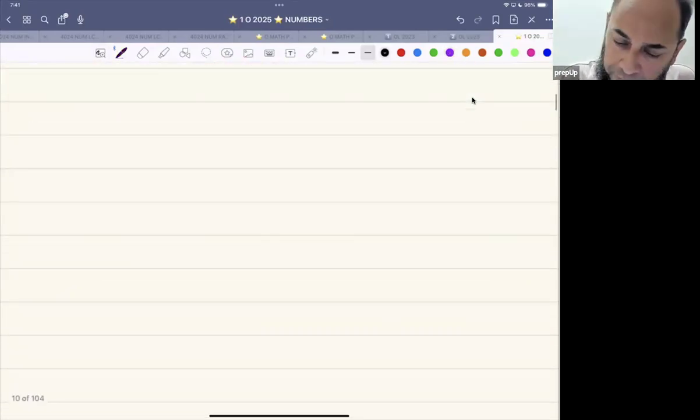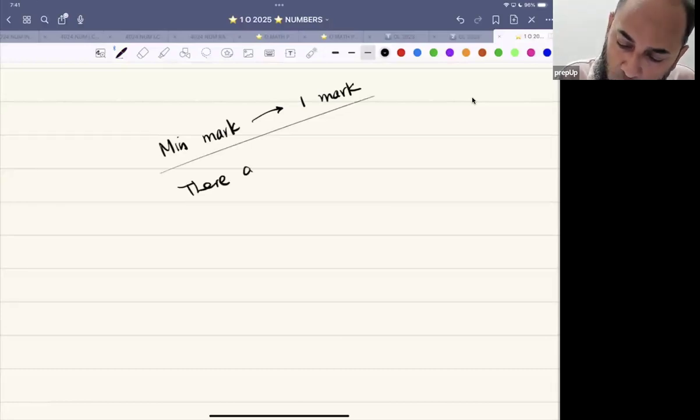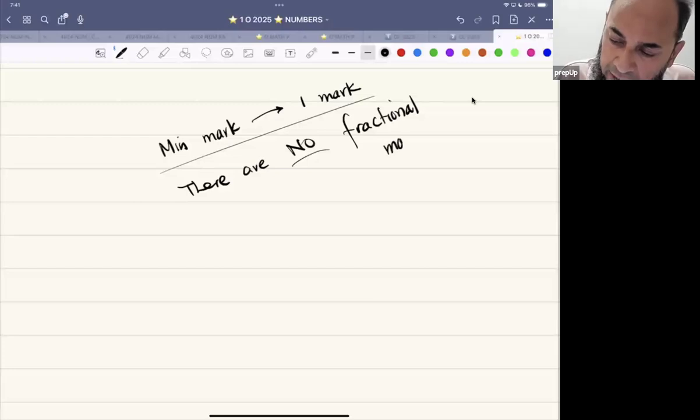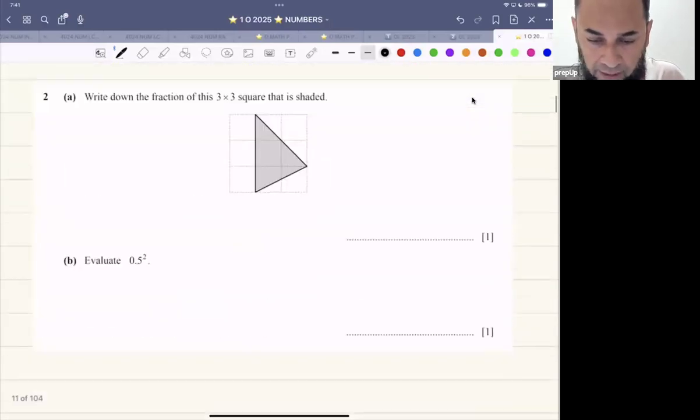So now, first of all, the minimum mark for any part is 1 mark. There are no fractional marks. There are no half, no quarter, nothing like that. Okay, so that's the first thing.